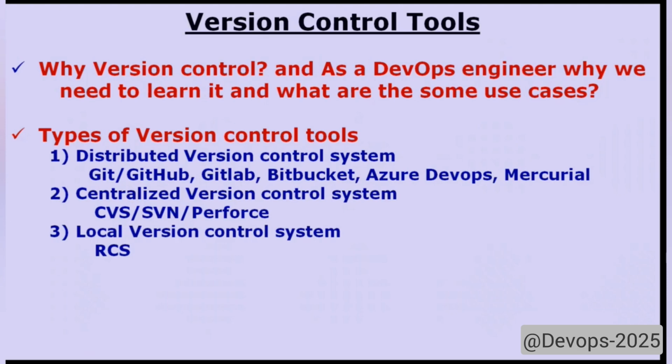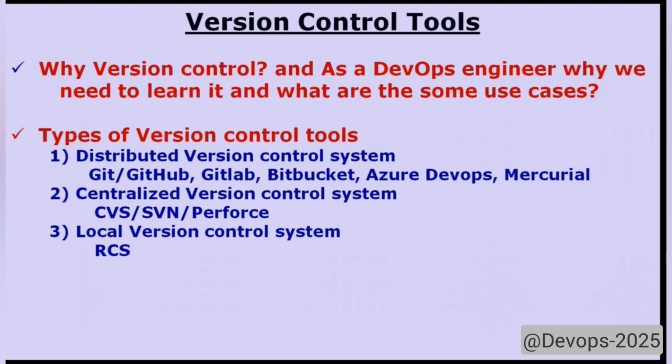So these are the high level differences between the distributed and centralized version control systems. There are some pros and cons. Once we discuss Git or GitHub, we will see what differences there are between the distributed and centralized version control systems. We will focus on that.